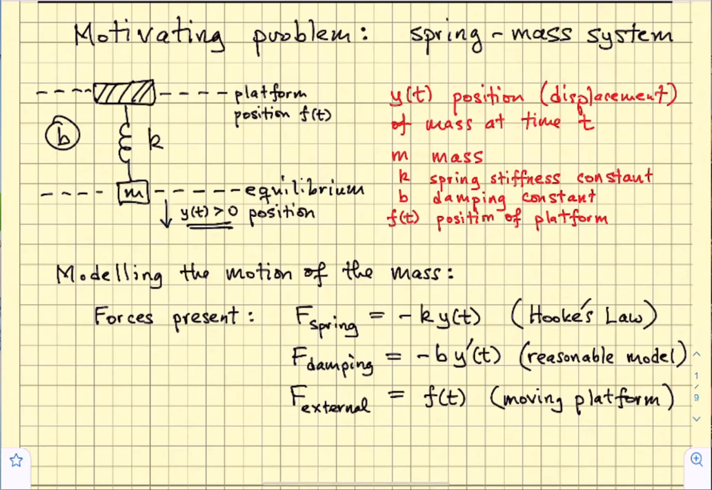If we look at the displacement of that mass from its equilibrium position, and we call that position function y of t, where we take the downward direction to be positive, then y of t is the position or the displacement of the mass from its equilibrium position, m is the value of the mass, k is the spring stiffness constant, and b is the damping constant or the frictional constant that's due to the friction when this system moves through whatever the surrounding medium is, whether it be air or some kind of fluid. And then we also look at the position of the platform, because it's possible to move this as well. If we think of that as a function of time and we call that f of t, then we have the position of the platform.